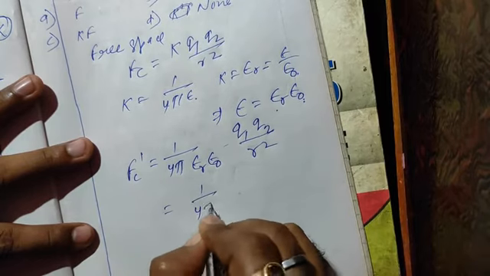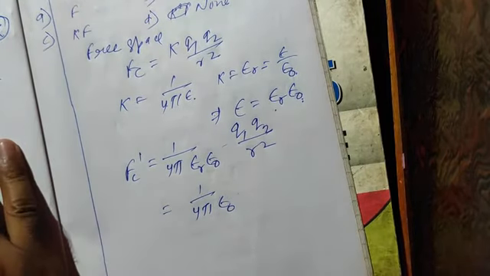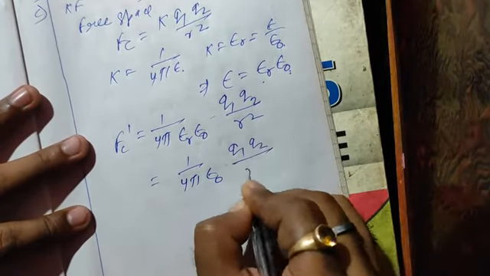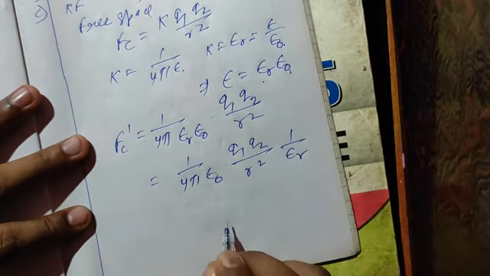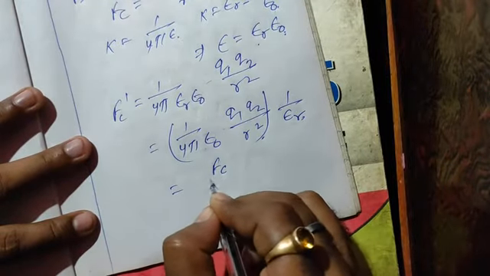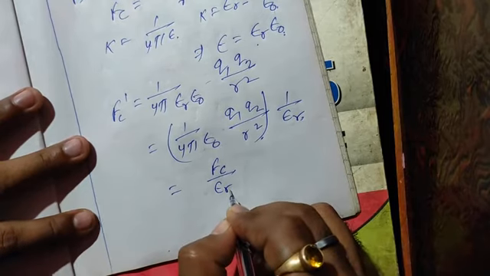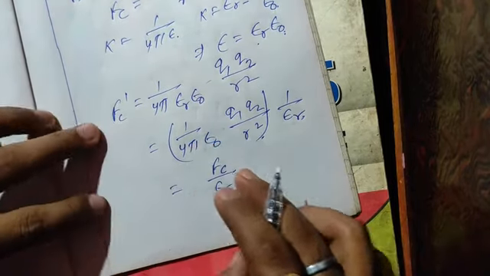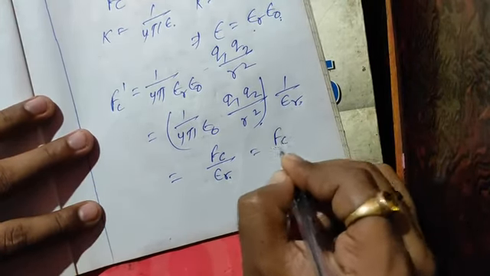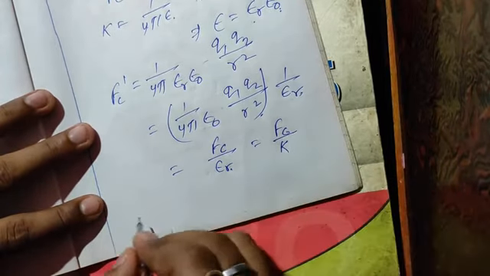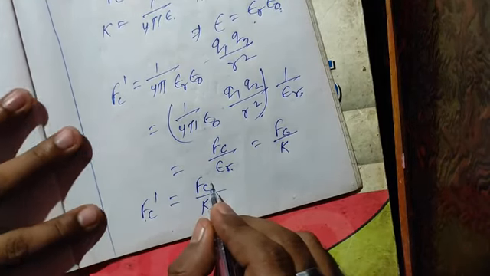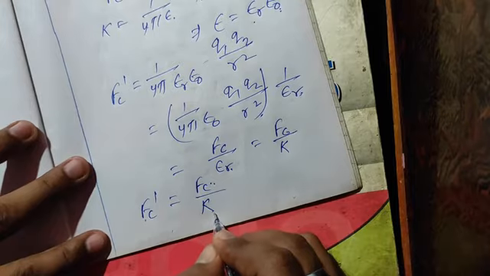So we can write 1 / 4 pi epsilon naught, and Q1 Q2 / R², and 1 / epsilon R. This part is the same as the earlier. It means we can say it is Fc / epsilon R, and epsilon R is given as equal to K. It means Fc / K. So the new force will be the ratio of the earlier force and the dielectric constant.